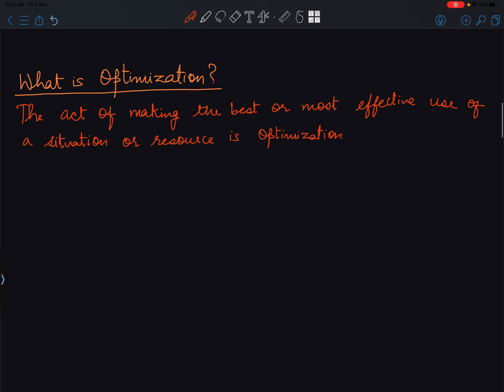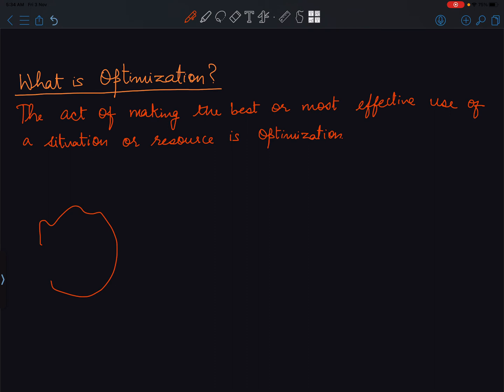So let's start with what is optimization. Optimization is the act of making the best or the most effective use of the situation or resources. Most optimization problems are constrained because resources are always very constrained and always limited, and nothing is ever enough. So if we want to use resources effectively, we need to do constrained optimization in general. Let us take an example.